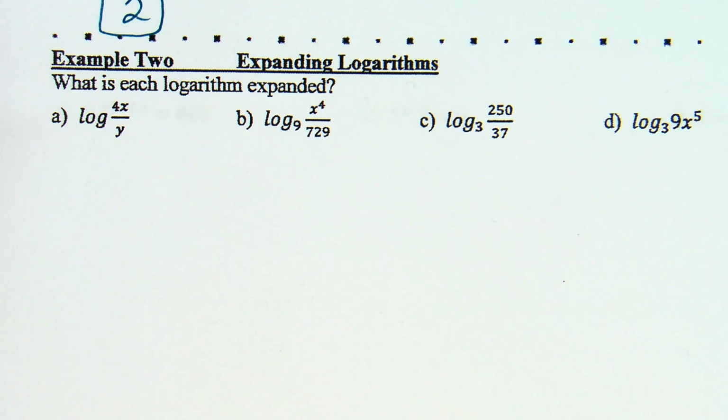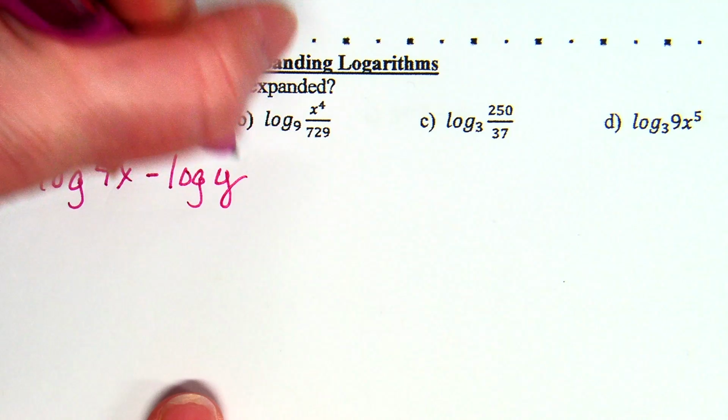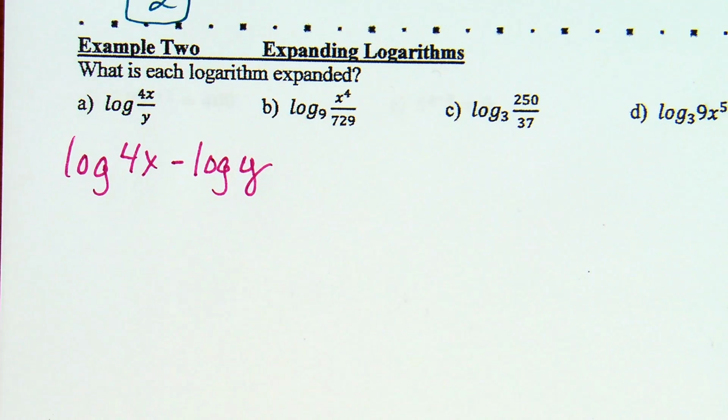Log of 4x over y. One log where the insides are divided is going to be rewritten as 2 logs being subtracted. So log of 4x minus log of y. And I don't know if I'm the only one guilty here, but be careful how you write your g's and your y's. I'll be honest, my g's and y's tend to look a lot alike if I'm not careful.